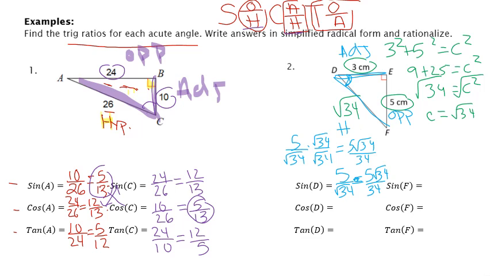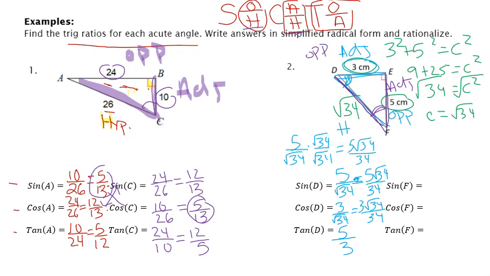For cosine, that's going to be 3 over root 34, or 3 root 34 over 34. And then for tangent, that's going to be 5 over 3. For sine of F, you're going to find, again, it's the same thing, except the only difference is you kind of interchange those ratios.